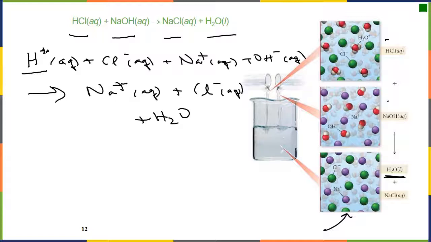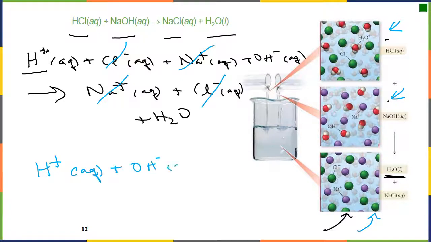But for right now, let's look at our spectators. Our spectators are sodium and chloride. They were up here sitting by themselves, not part of the reaction. Here, they're sitting by themselves, not part of the reaction. And the only thing that has changed is the fact that H plus has reacted with OH minus to make H2O. This is the net ionic reaction for an acid-base neutralization.